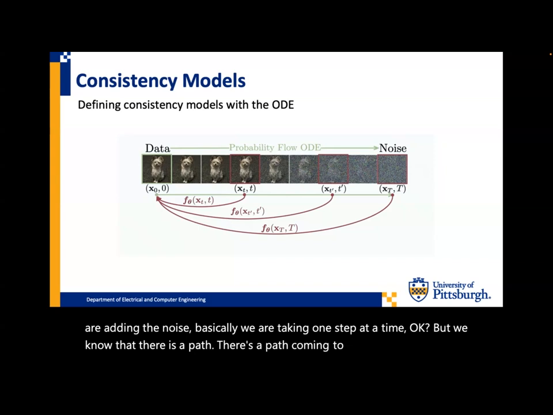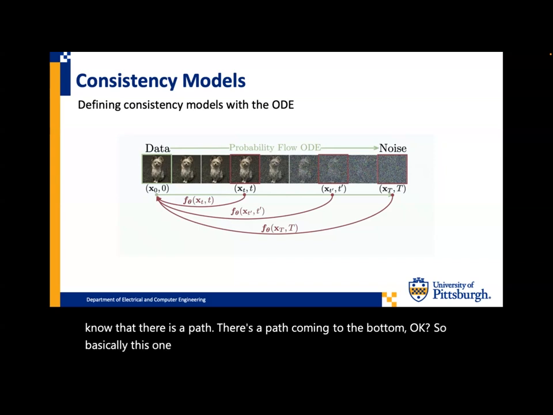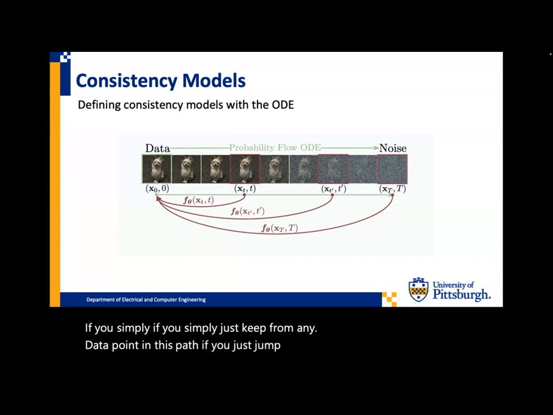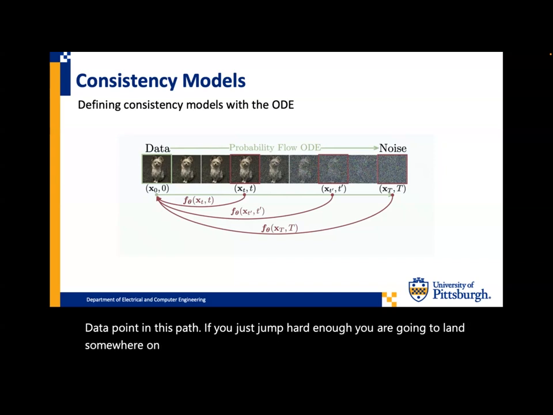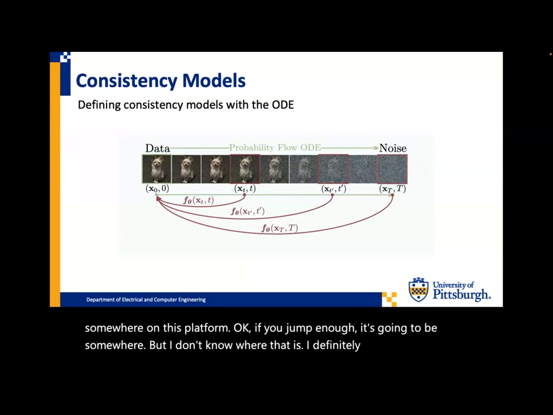So if I do not know what the original image is, I don't know where that is. If you simply keep going from any data point on this path and jump hard enough, you are going to land somewhere on this plateau. If you jump enough, it's going to be somewhere. But I don't know where that is. I definitely don't know where the original image is, right?